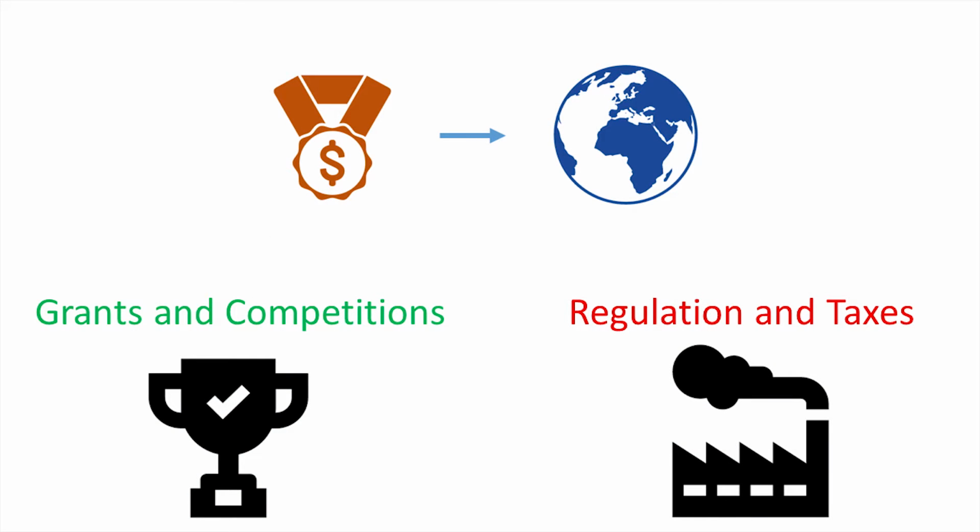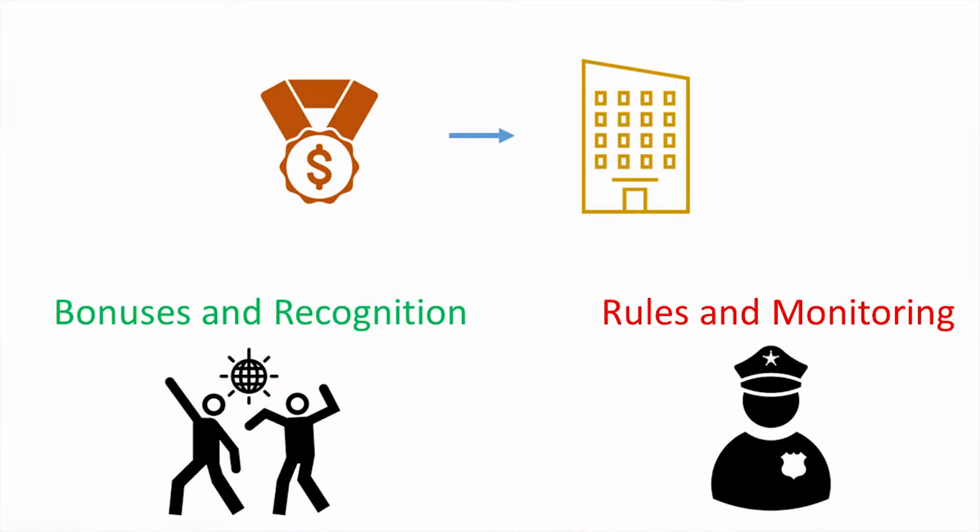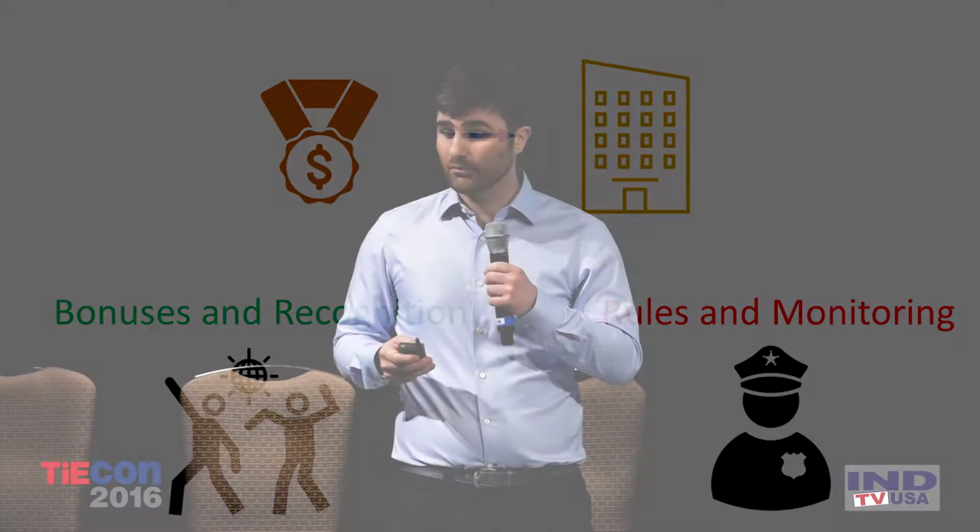So what do you do if there's a problem with incentives when you're tackling some major problem in the world? Well, you can offer grants and competitions, and that will incentivize new behavior. You can also lobby or try to influence regulation and taxes, which will de-incentivize other behaviors. Well, what about problems of incentives within an organization? Well, you can give bonuses and recognition to try to incentivize certain employee behaviors. You can set up rules and monitoring, which will de-incentivize behaviors.